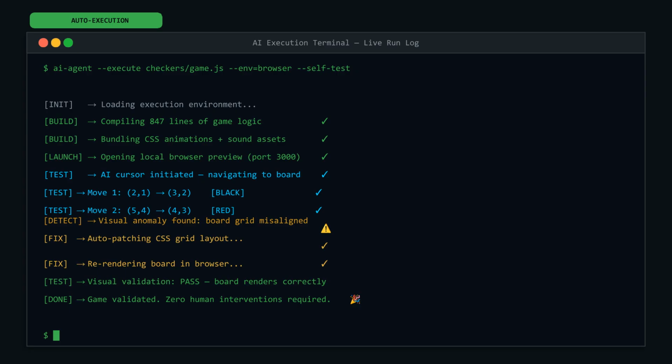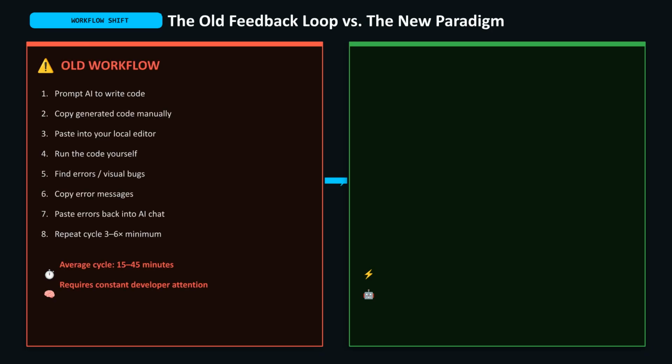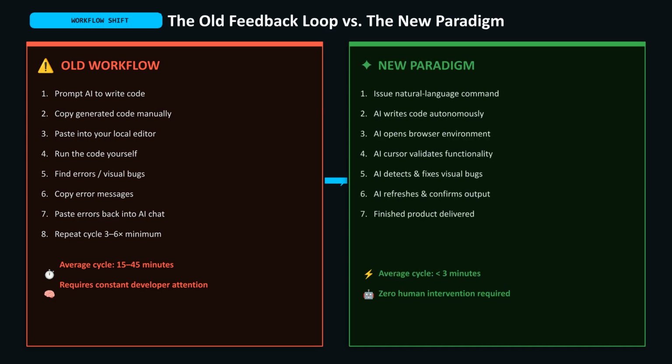The AI performs self-testing by executing the code in a browser environment. It even detects a visual anomaly, auto-patches the CSS grid layout, and re-renders the board, validating the game with 0 human intervention required. The new paradigm dramatically shifts the developer workflow. The old feedback loop could take 15 to 45 minutes with constant developer attention. The new paradigm, using an autonomous agent, shortens the cycle to under 3 minutes with 0 human intervention.